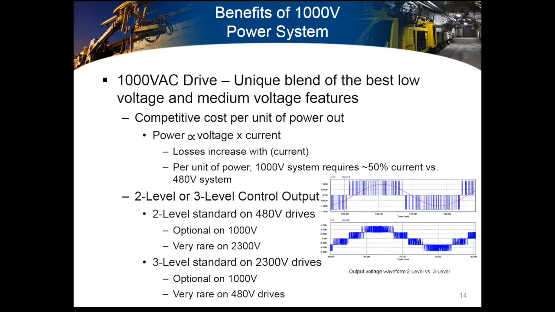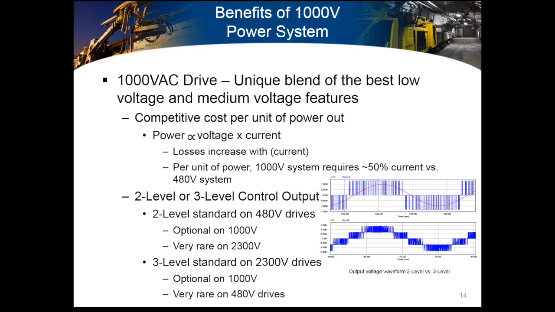One of the benefits of a variable speed drive at the 1000 volt is it really gives you the opportunity to blend the best of two worlds. Again, as we talked earlier, power is approximately equal to voltage times current. So if you're able to go to a 1000 volt system, it's going to run about 50% of the current of a 480 volt system. And therefore, with reduced currents, we talked about the benefits of heat and other things.